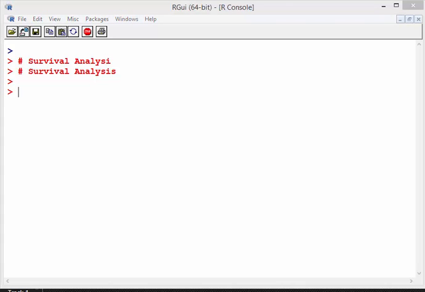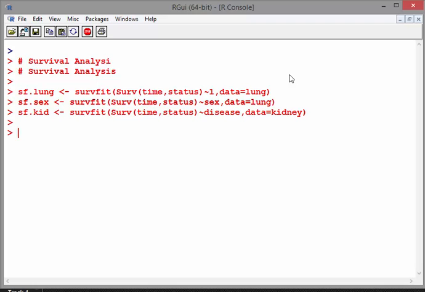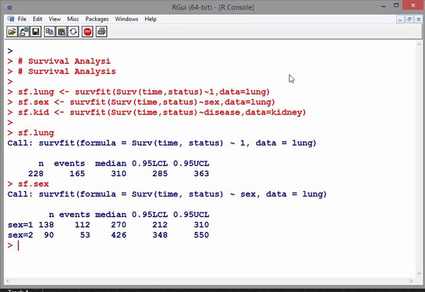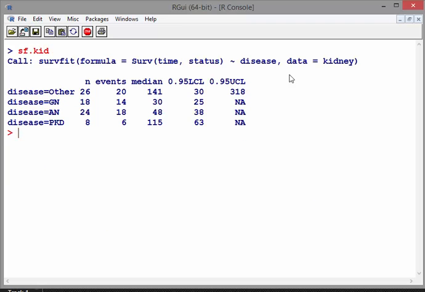I'm just going to have some R code to fit some models to these data sets already. So sf lung is essentially a survival analysis model. It's not that different from a linear model. And sf sex, again, a linear model. We have it broken up by males and females, or one or two. And the last one here, we have it broken up by disease type. So those are the models.